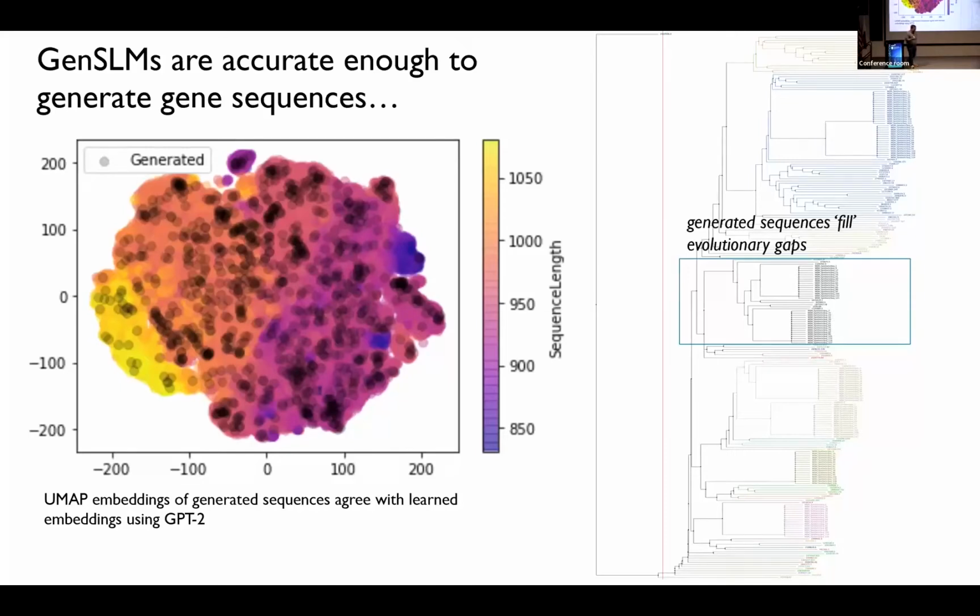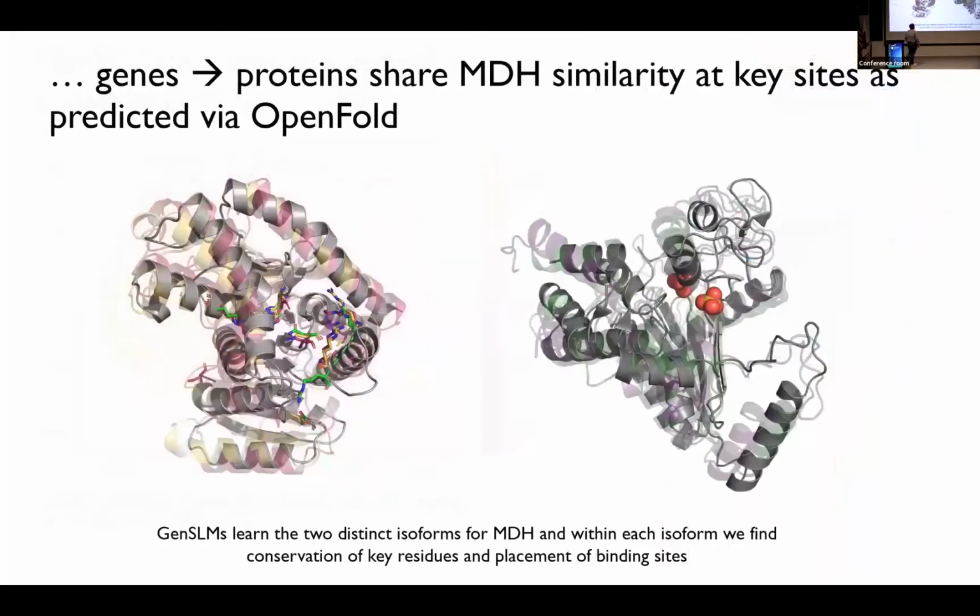So that let us do something, which is that now I can feed these genes or the translated proteins into OpenFold or AlphaFold, whichever is your favorite tool. You can use one of them. OpenFold and AlphaFold are equivalent, so we're not going to talk about the differences. But what I want to highlight is that it actually learns the two distinct isoforms of MDH, which were present in the data. And we never gave this idea that it had two different forms of MDH or any of that data to the model.